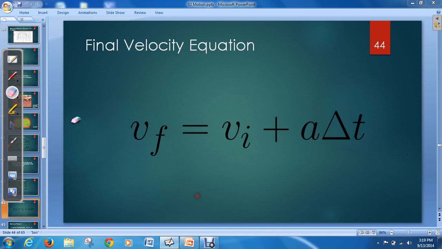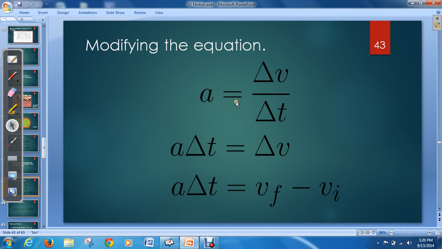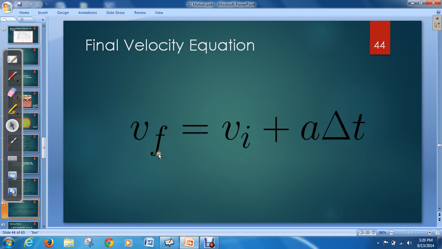So this equation says that the final velocity is equal to the initial velocity plus the acceleration times the change in time, okay? So again, it's just a simple modification from the acceleration equation that we get this. Okay, final velocity equals initial velocity plus acceleration times change in time.